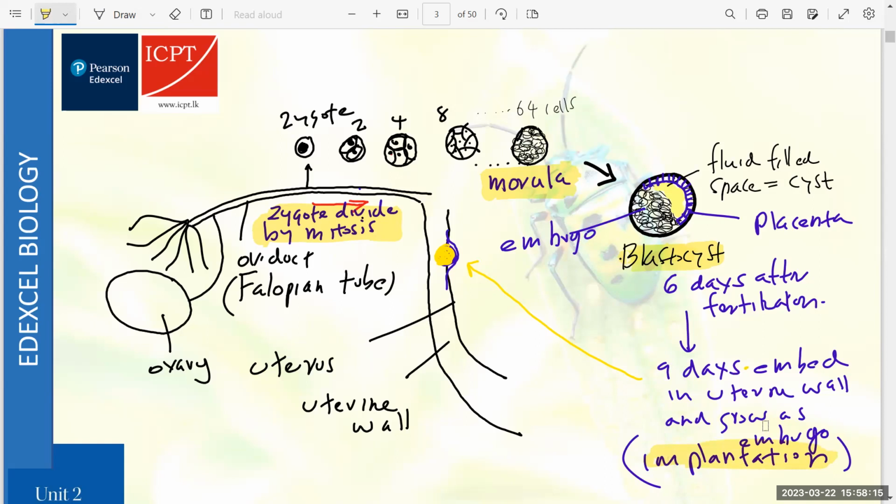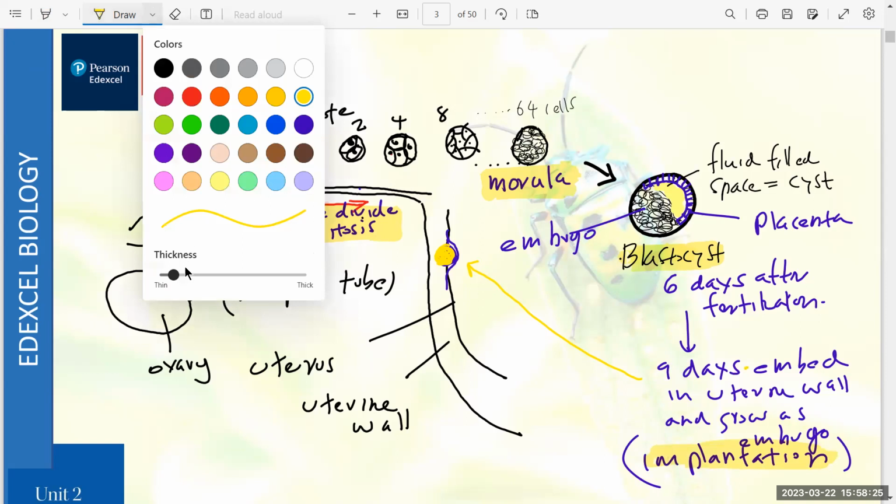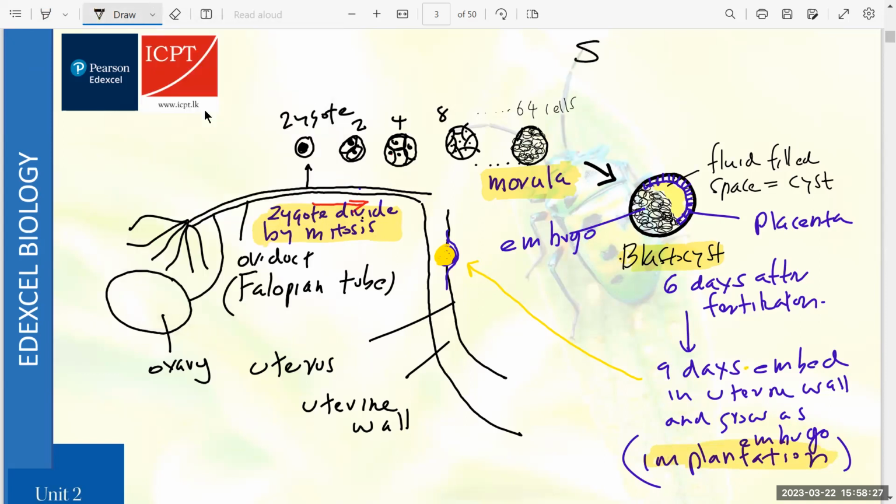Now we can talk about stem cells. Once we understand this process, then only we can talk about stem cells, right? So the topic is stem cell. Can you copy this down under the stem cells? Okay.